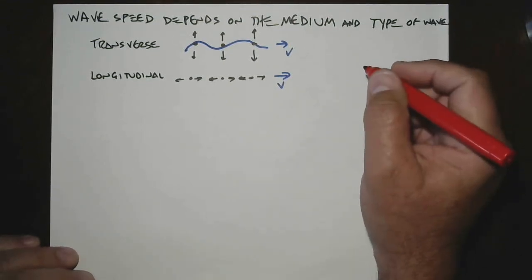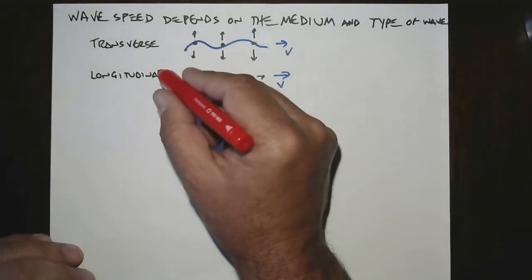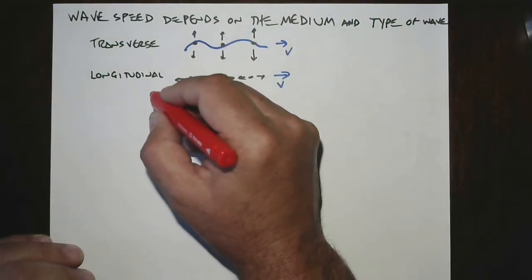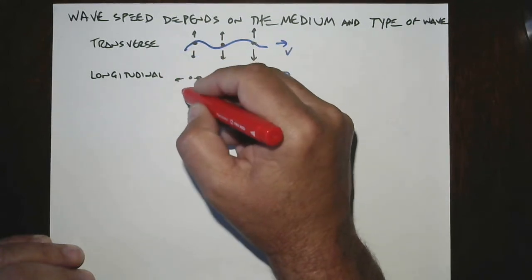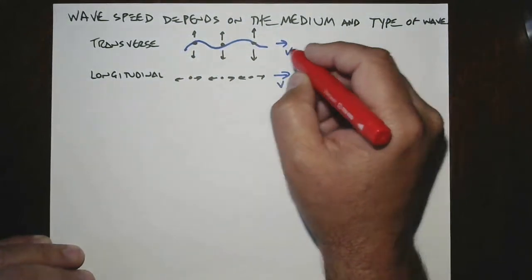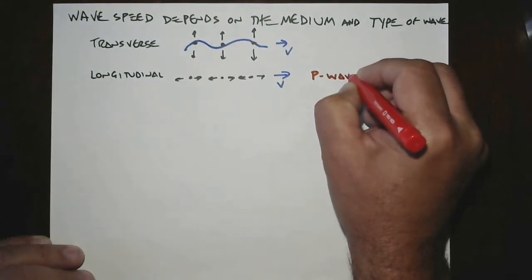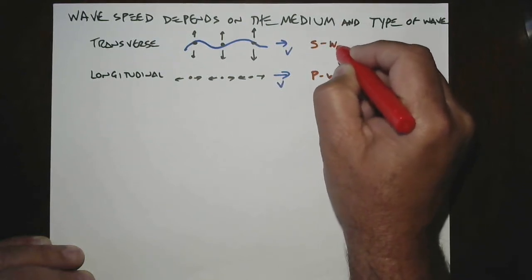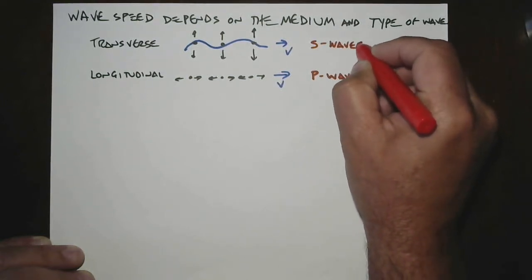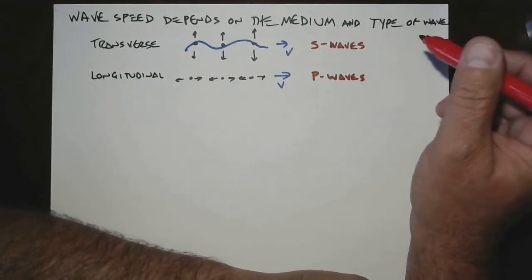Now, when an earthquake happens, it turns out that both types of waves are created: longitudinal waves, that is, pieces of the crust of the earth moving back and forth, and transverse waves, pieces of the crust moving side to side or up and down. The longitudinal waves are called P waves. I believe that's for primary, and the others are called S waves, which I believe is for secondary. But somebody also told me that P is for prompt and S is for slow.